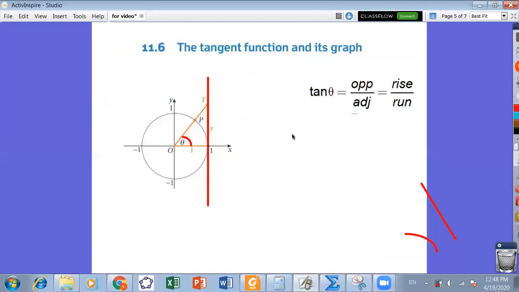From the previous classes, you also know that the tangent ratio in the right triangle is opposite over adjacent, or in other words, rise over run. You have already seen rise over run in the gradient function, so it helps us to find the gradient of a straight line.